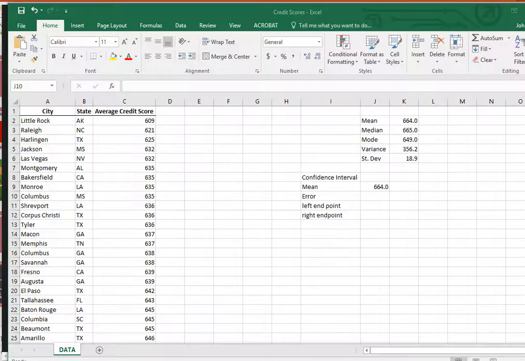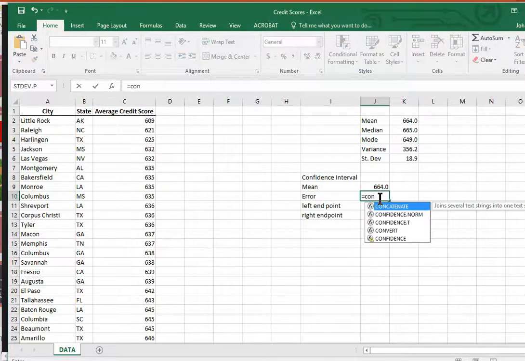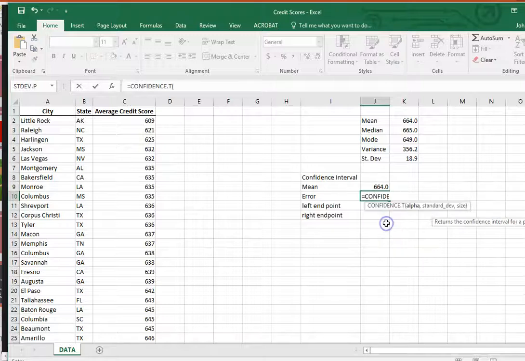interval. So we're going to go back to that, and so now my error is going to equal CONFIDENCE.T. Remember, it's going to be T. Our alpha, what did I say, 90%? I think I said 90% confidence, which is an alpha of 0.1. Our standard deviation is going to be K6. And what is our sample size? I think it's 143.